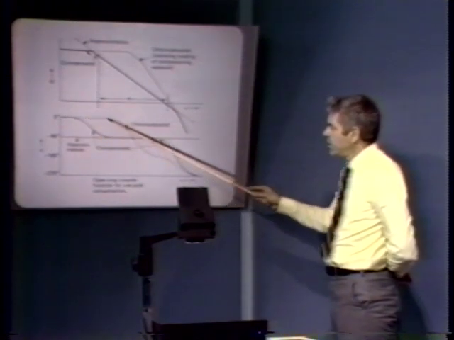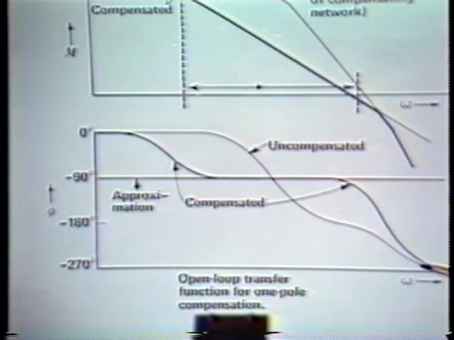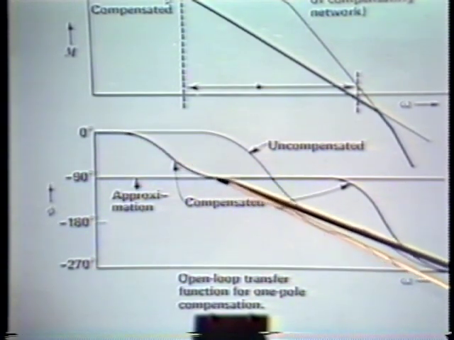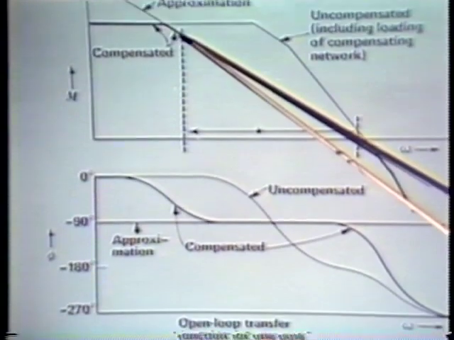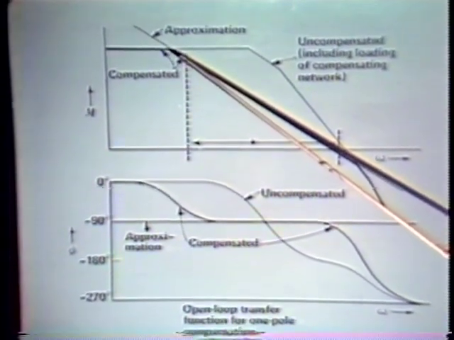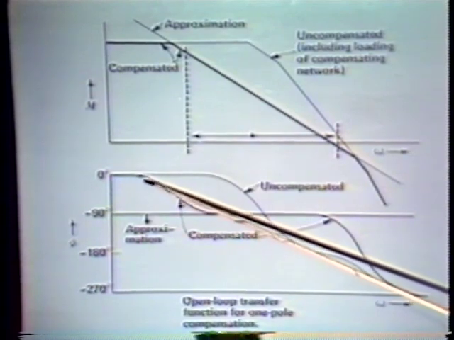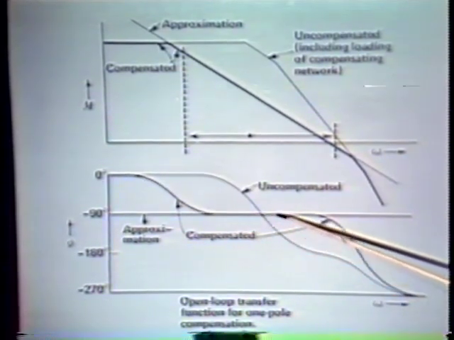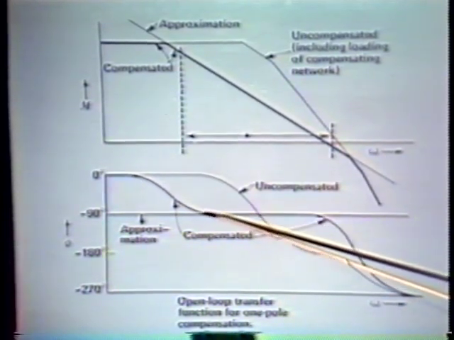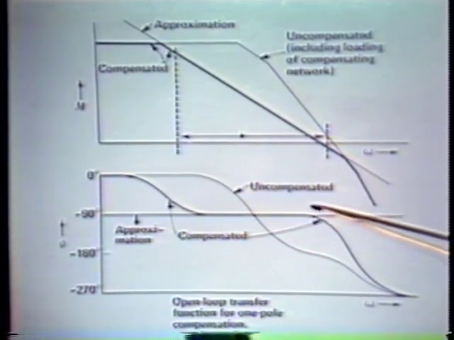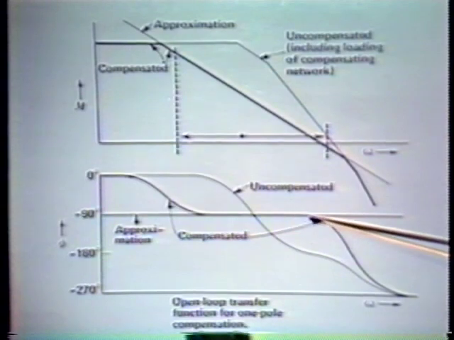Here we have the original uncompensated transfer function, assumed to be three-pole, but again that's not horribly important. The effect of adding the compensation, the single pole compensation, is to force a single pole roll-off between this frequency and some much higher frequency. And so we have a long range of frequencies here where the amplifier open loop transfer function is in fact following a single pole roll-off. We get approximately 90 degrees of phase shift.